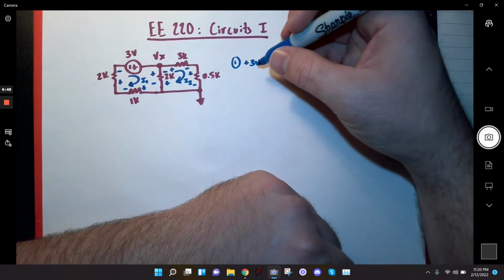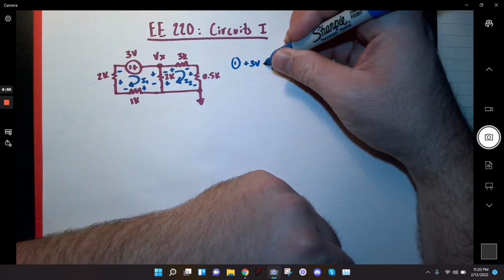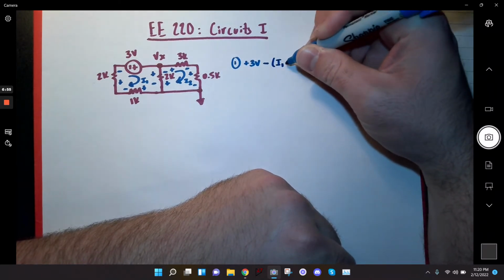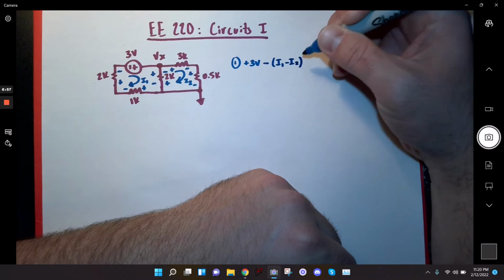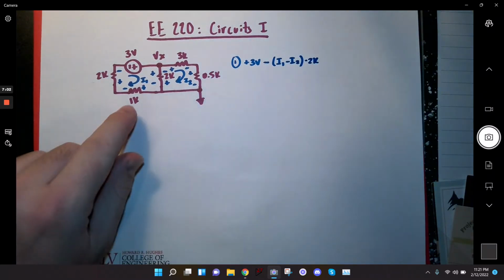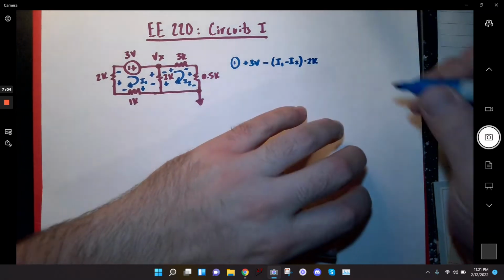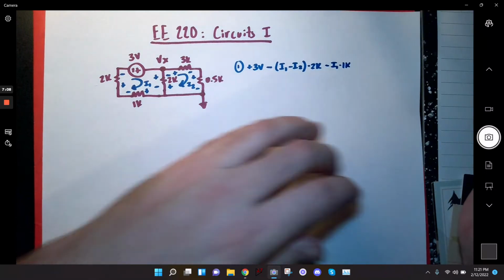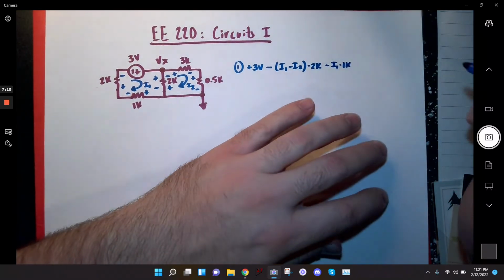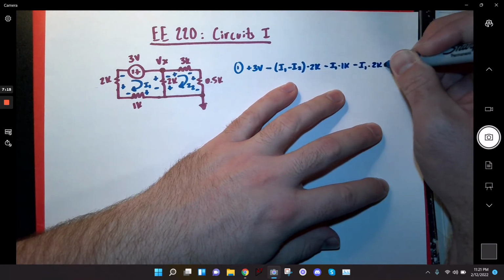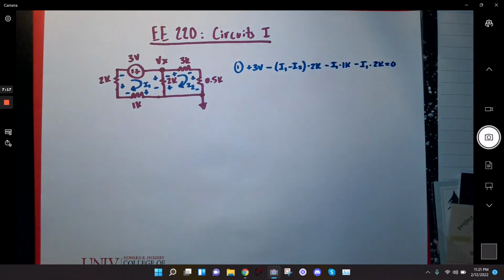Anyways, okay, so basically I'm dropping across this resistor, which means I'm going to subtract, and it's going to be, like I said, minus (I1 minus I2) times 2K. And then I get to this 1K, and that's going to be minus I1 times 1K. And then I get to this 2K, and that's going to be minus I1 times 2K equals 0. Alright, so our first equation is completely done.